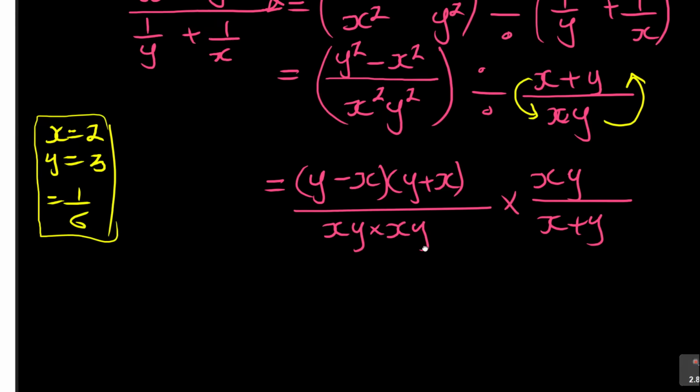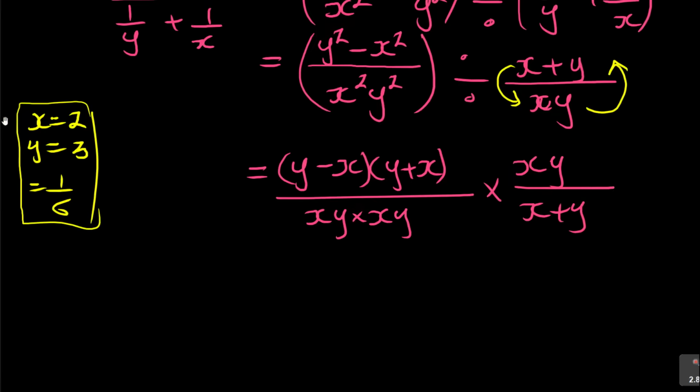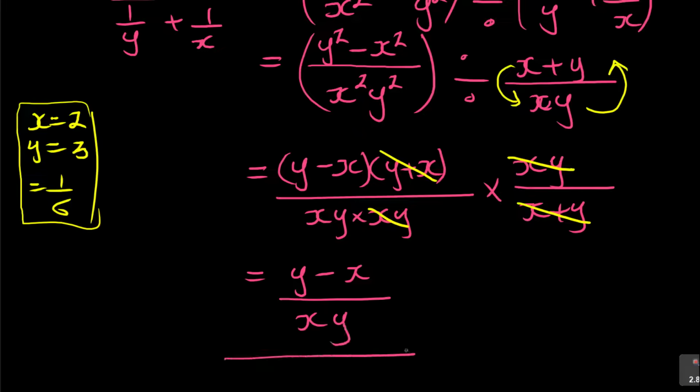You see why now I was using that part of saying use xy. Why? Because I wanted this xy to cancel that xy, and then x plus y is y plus x, or x plus y. It's the same thing. So which is equal to y minus x over xy. Then this becomes the answer.